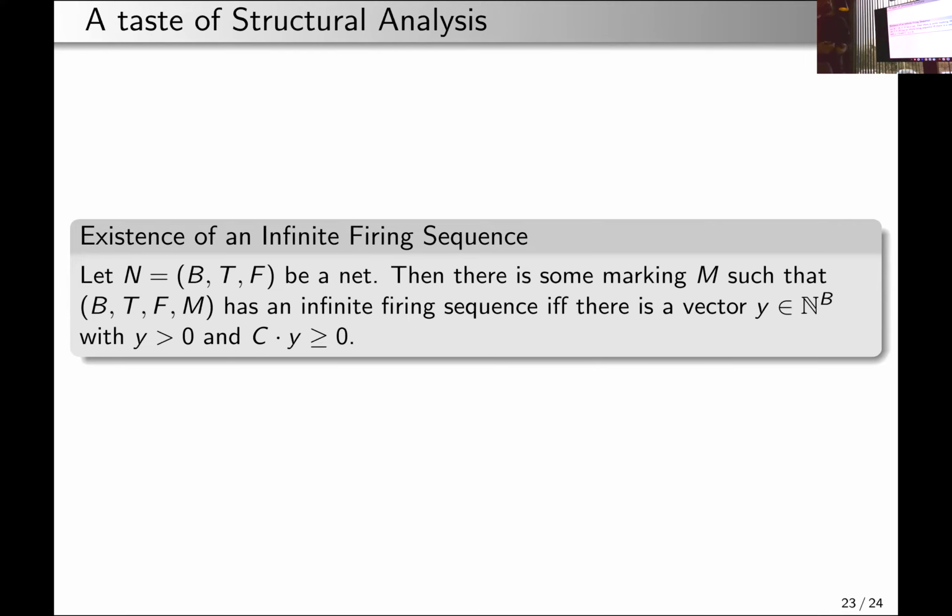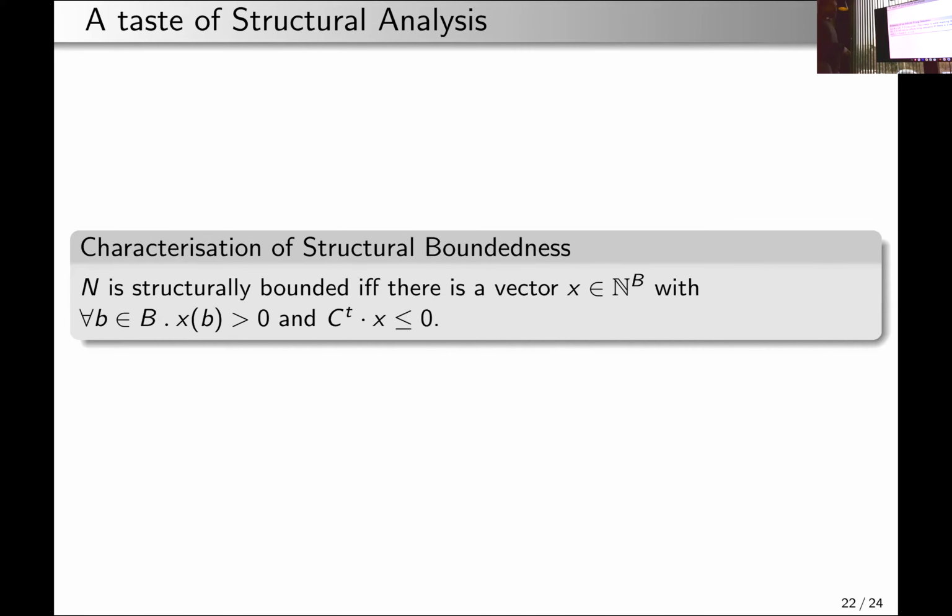eventually things are consumed. Like this is saying tokens tend to disappear, right? So it's less than or equal to 0. That's saying that on every place tokens tend to disappear. Okay. So that's the C transpose dot X.